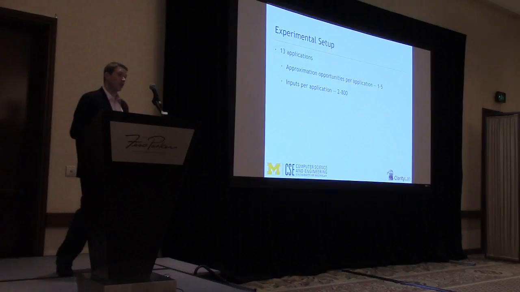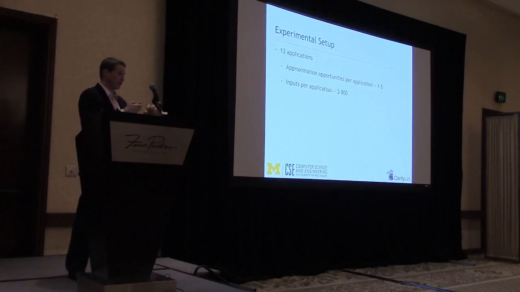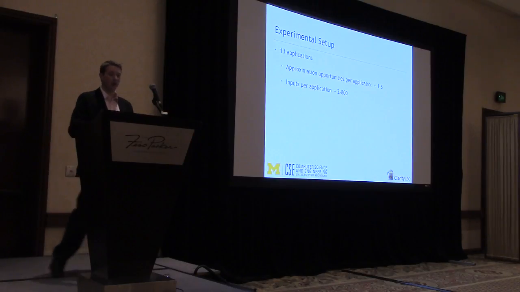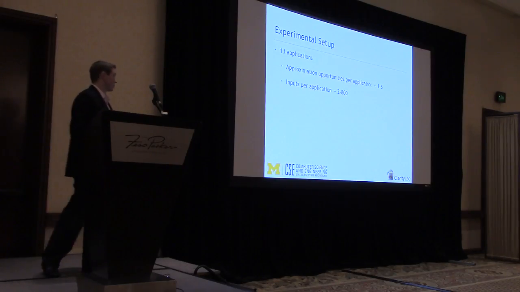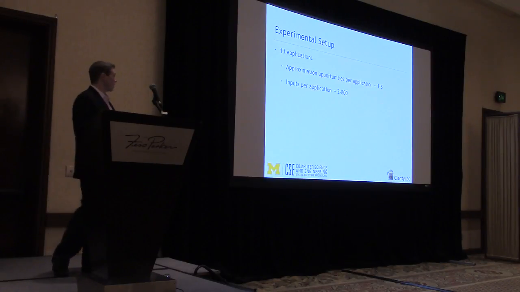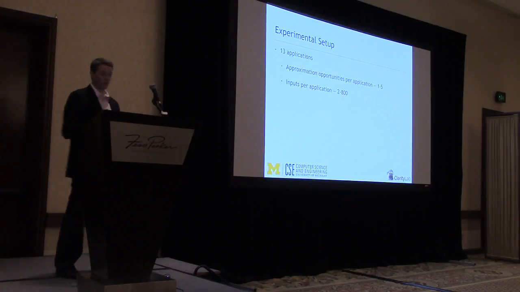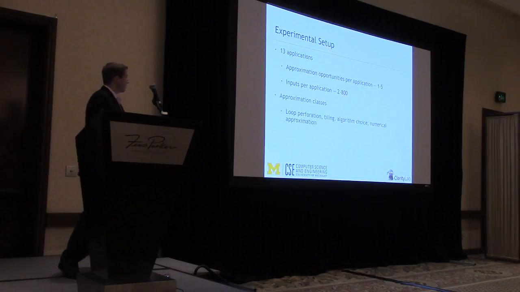Within each application, there's between 1 and 5 approximation opportunities. There's between 1 and 5 parameters or code regions that we need to parameterize the approximations among. For each application, we have between 2 and 800 inputs, and we're going to run IRA on the application across all of these inputs.